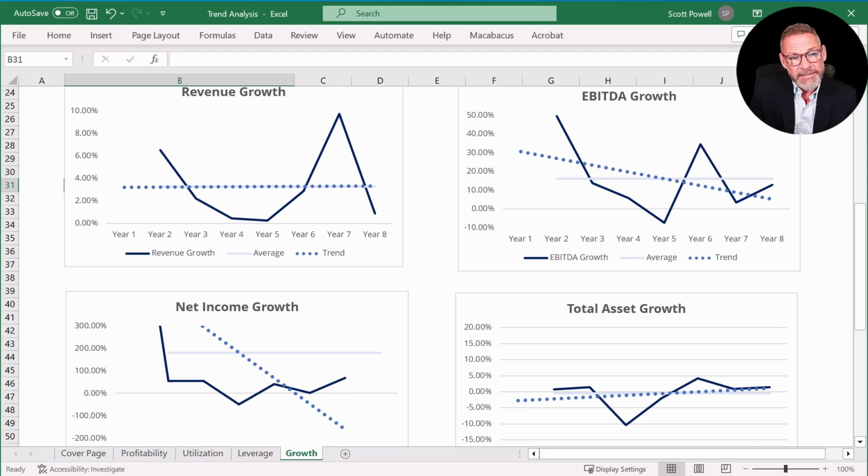There's definitely a downward trend, although it looks like it might be leveling out for net income growth. And total asset growth, yeah, it looks pretty stable. It doesn't look like it's changing very much. Okay, so now you've seen how to present a trend analysis.